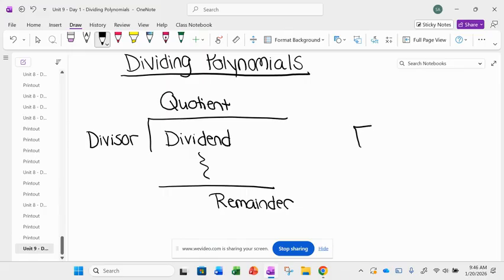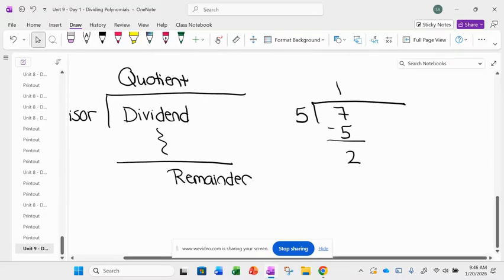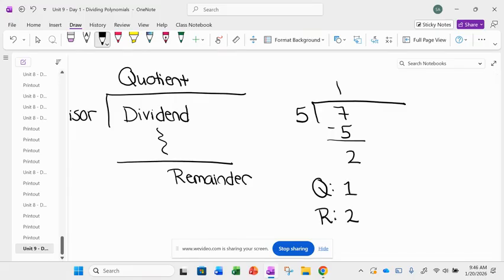And let's bring it back to elementary school. Let's say I'm going to take 7 and divide it by 5. 5 goes into 7 one time. 1 times 5 is 5. We subtract. 7 minus 5 is 2. Do we agree 7 is my dividend? 5 is the divisor. 1 is the quotient. What is 2? The remainder. So our quotient, which is Q, is 1. Our remainder, which is R, is 2.